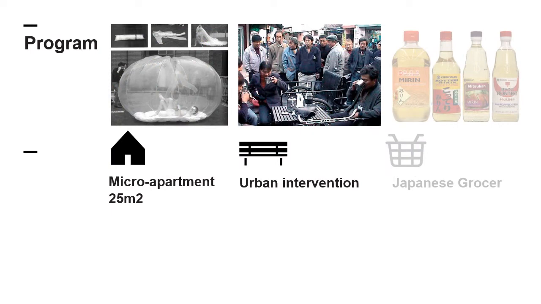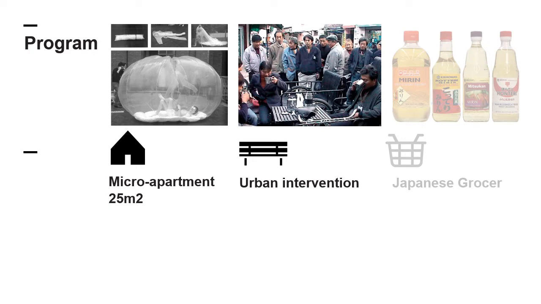There are 3 parts to the program. The program also refers to the function. The first is the micro apartment. This should be no bigger than 25 square meters of floor area. The rules around this you can find in the course outline, and you can ask us questions along the way.